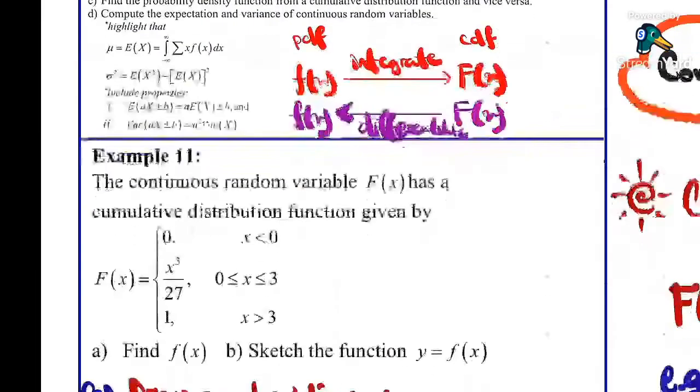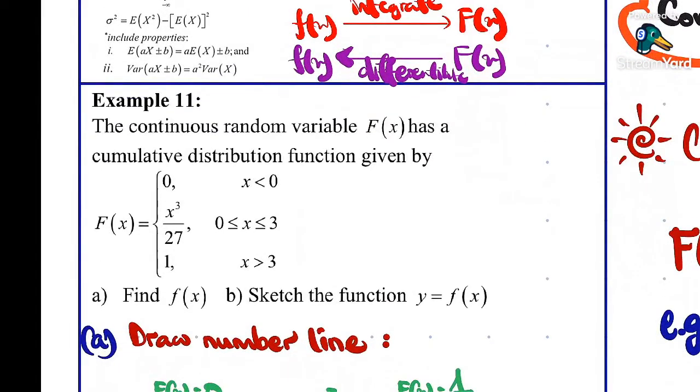All right, so let's have a read at example 11, the continuous random variable. Big letter F has the cumulative distribution given by, okay, big letter F, this is our function, three of it, with the three conditions there. And then the first question: find the small letter f. And the second question: sketch the graph for the PDF. That's why we need the piecewise function for the small letter f first.